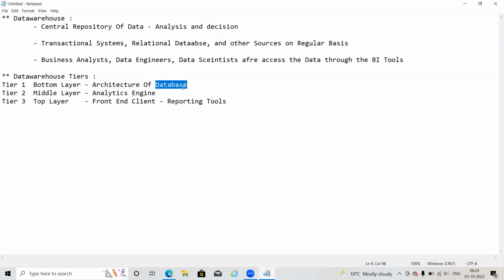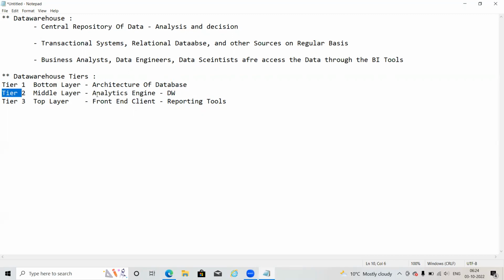On top of this database, we can say a relational database, you are going to load your data into the data warehouse. The next level will be the analytics engine. So this is your data warehouse, and you load data from the database into it. This is the middle layer, tier 2.